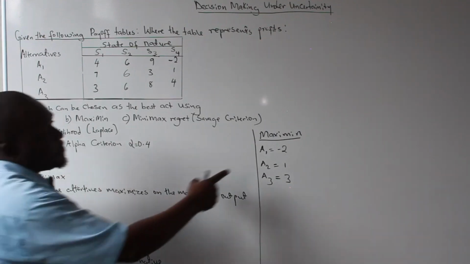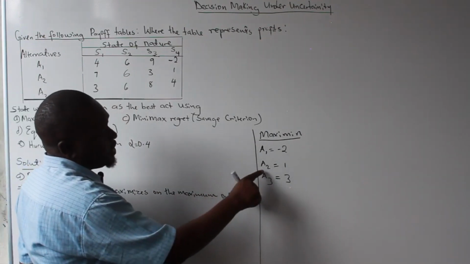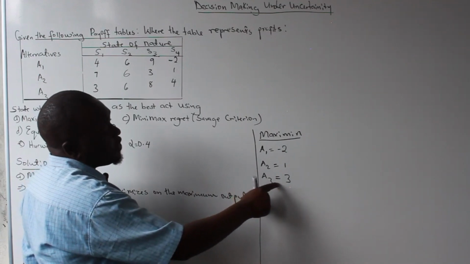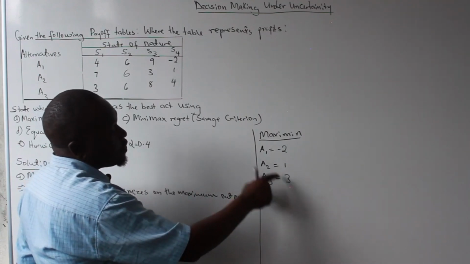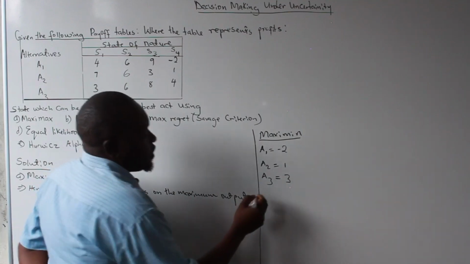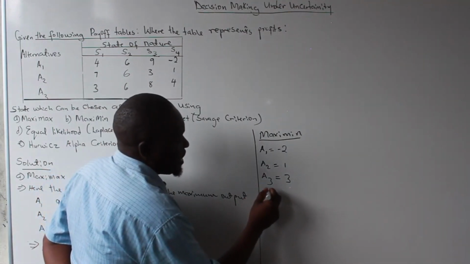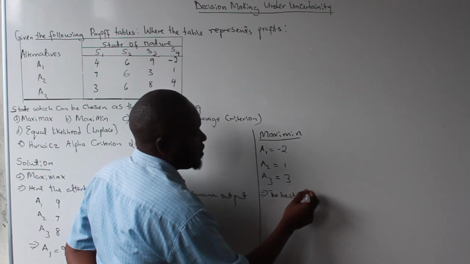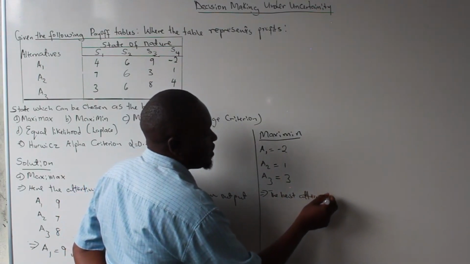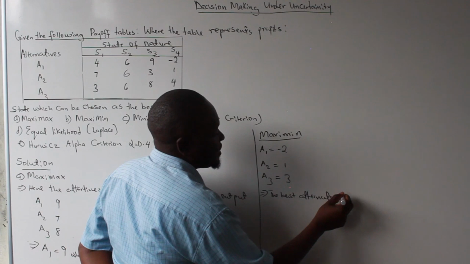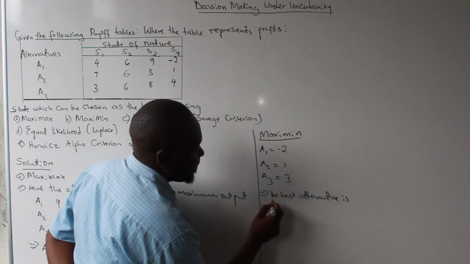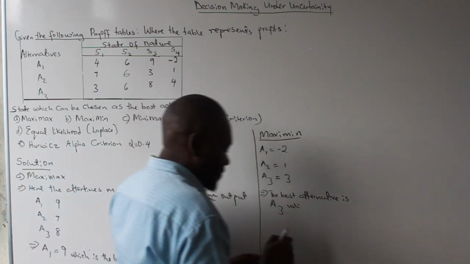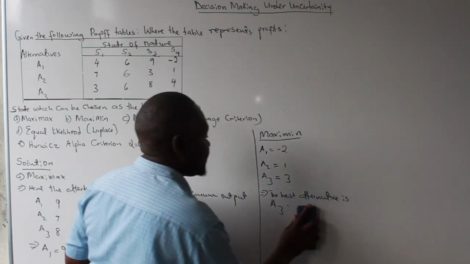You see -1, of course not. A2, of course not. So A3, which is assigned a payoff of 3, means it's the greatest. So the maximin, the best alternative, is A3 with a payoff of 3.